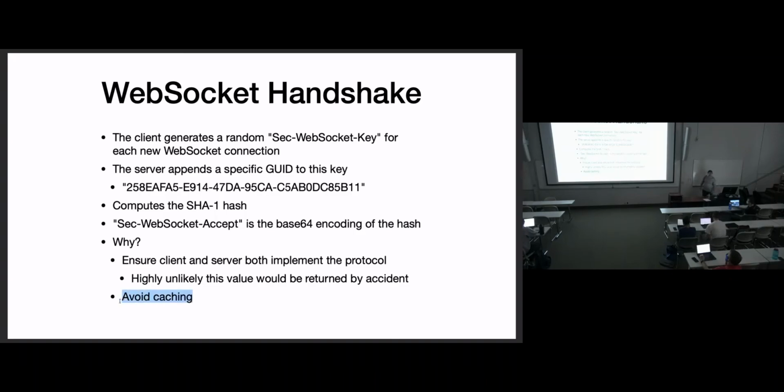And two, to avoid caching. The requests and responses are never going to be identical, so things won't be hashed. If we have a really aggressive proxy or reverse proxy server, it's not going to hash these things because they're going to be different requests every single time because we have this random key.